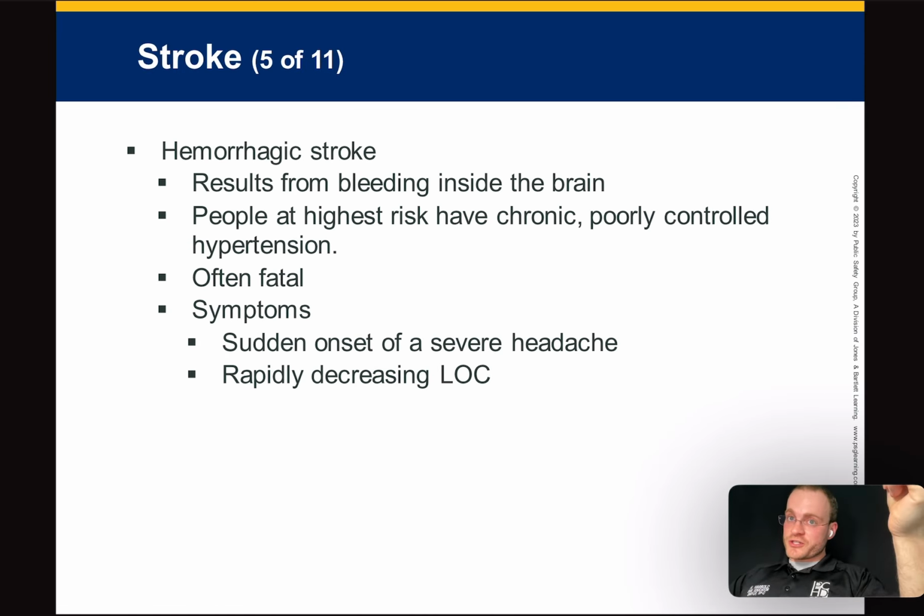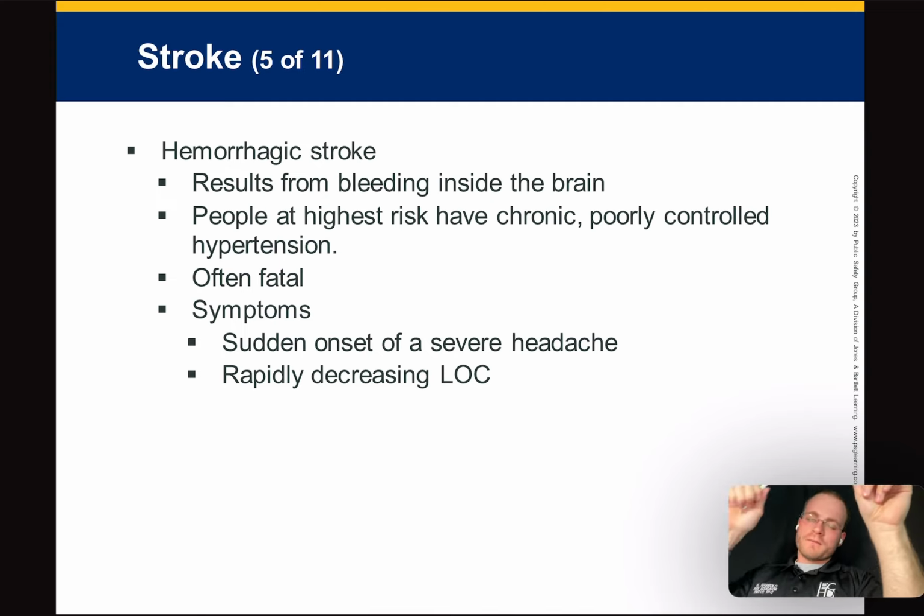Let's talk about hemorrhagic stroke. Hemorrhage means to bleed. So if someone has a hemorrhagic stroke, they're bleeding within the brain, somewhere in the skull. People at high risk of this are obviously people that have uncontrolled hypertension. Also diabetics and smokers, high risk. Stress, high risk. High cholesterol, I'll take that back. But high blood pressure, diabetes, and smoking are at high risk of hemorrhagic stroke.